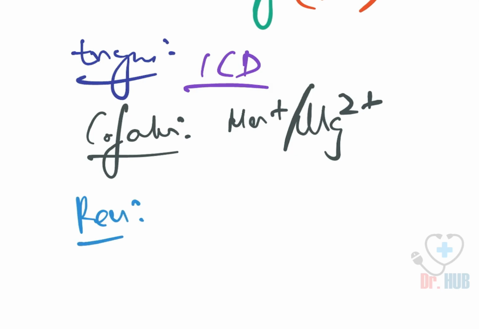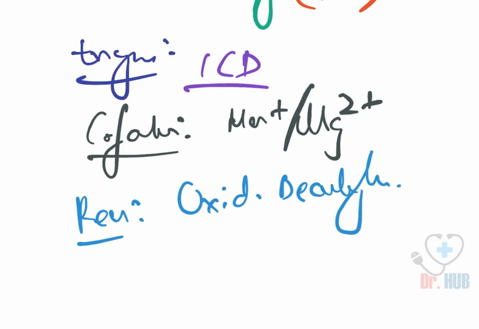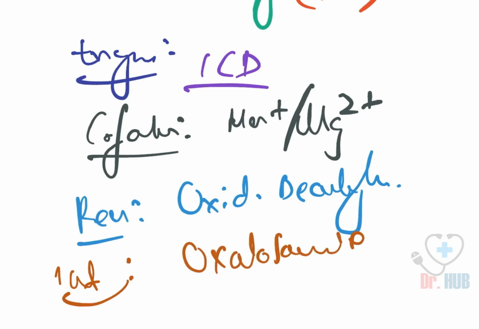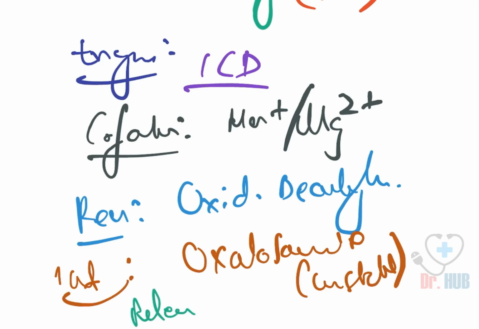What about the reaction? The reaction is oxidative decarboxylation. What is the intermediate? The intermediate is oxalosuccinate, which is unstable. What does this release? The release here is of 1 NADH as well as the CO2.